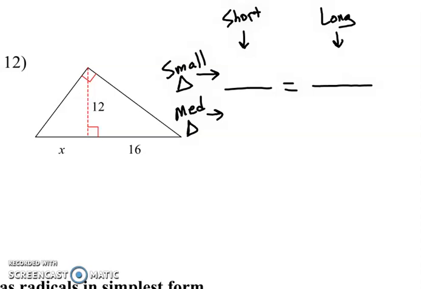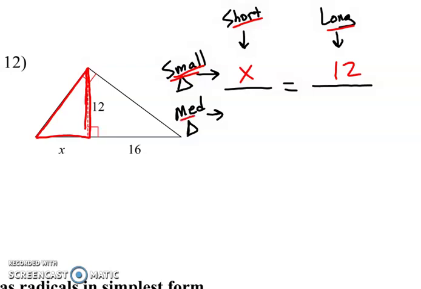So once you've got that set up and you know where you're going to put those different values, just plug them in. So I look for my small triangle, which is this guy over here, and I find the short side of that small triangle, which is x. And I look for the small triangle to find the long leg, and that is this over here, which is 12. I can do the same thing now on the denominator with my medium triangle.